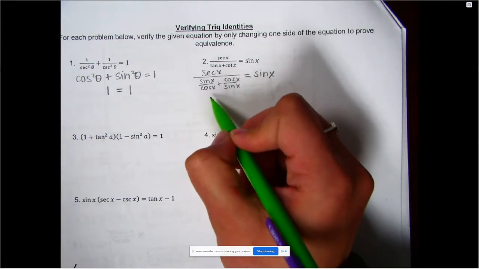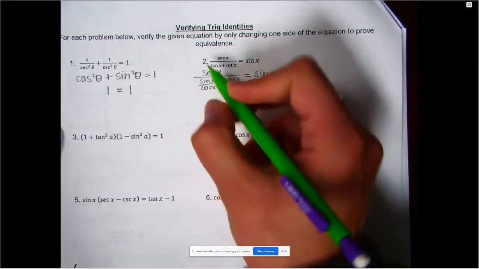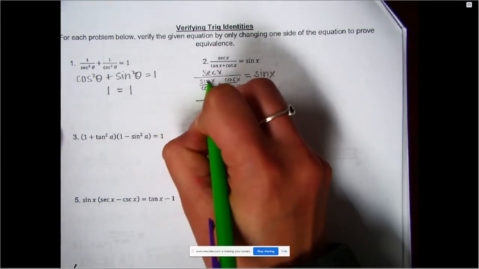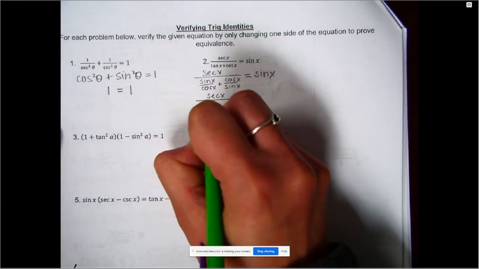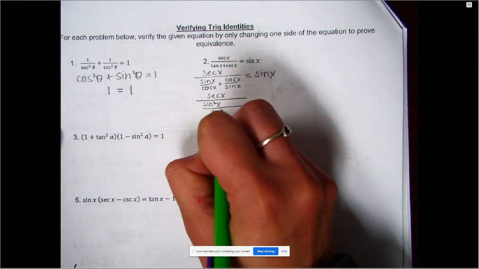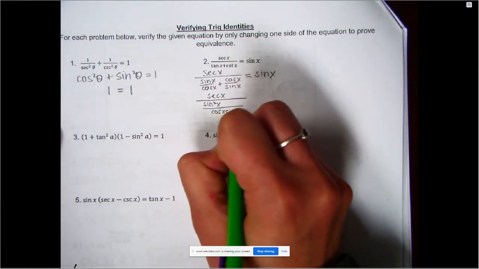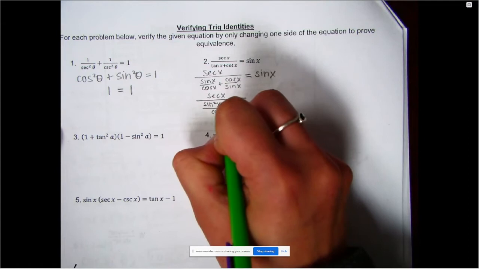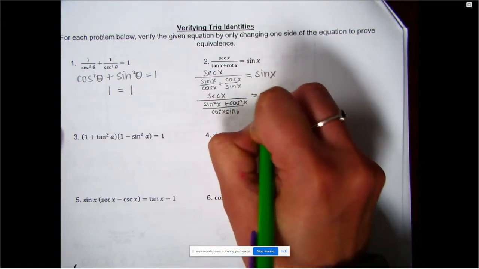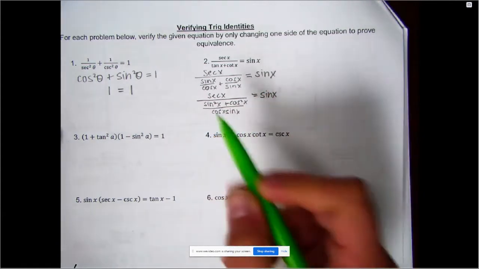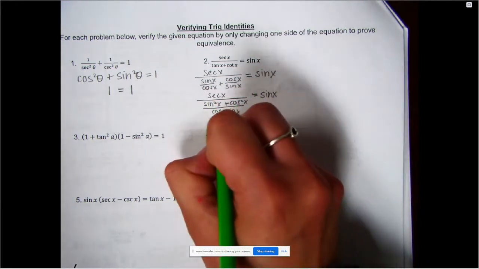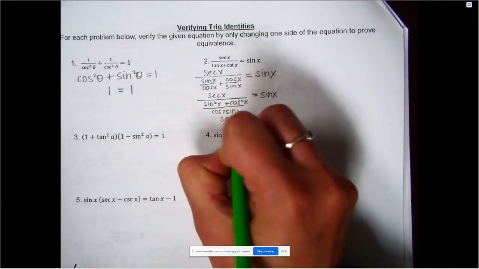Okay, I'm going to make my common denominator cosine sine. So I'll leave secant again. This will be sine times sine, so sine squared. My denominator is cosine sine. And then cosine times cosine is cosine squared. So I created a common denominator. Well, now I notice sine squared plus cosine squared is 1. So let's simplify that.